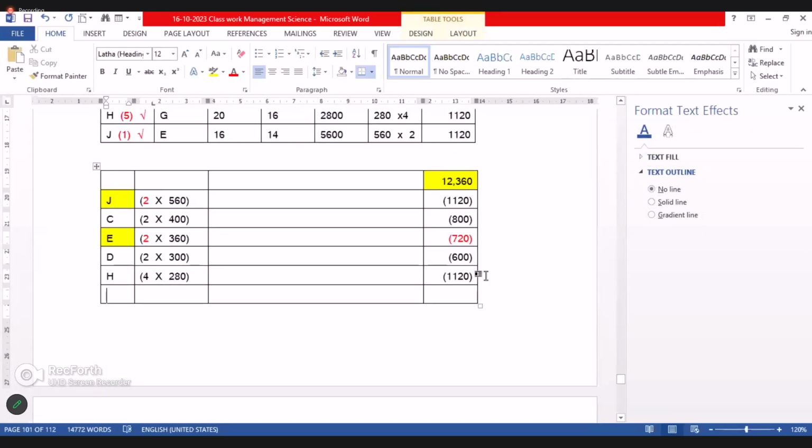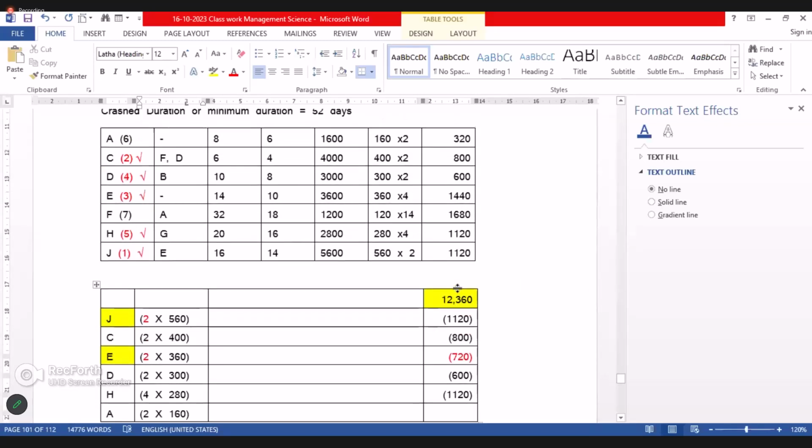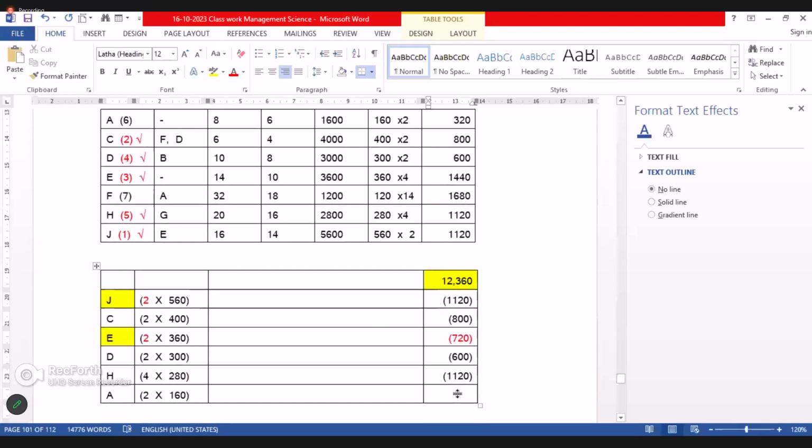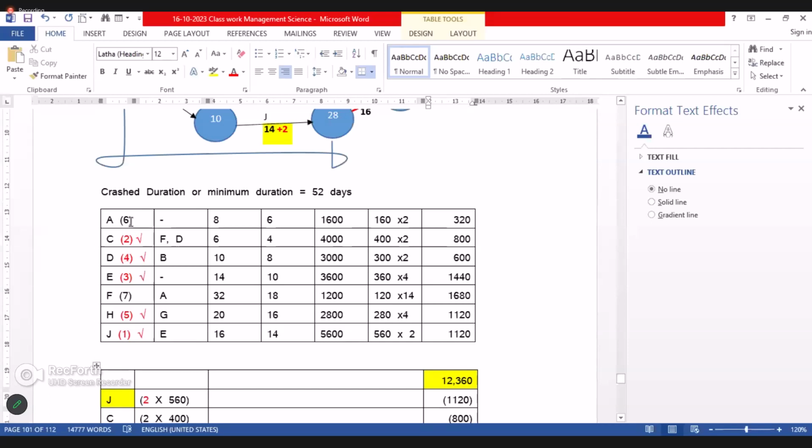A, 2 days into how much? 116. 160. How much is 320? Okay, now here also we have the last one. Okay.